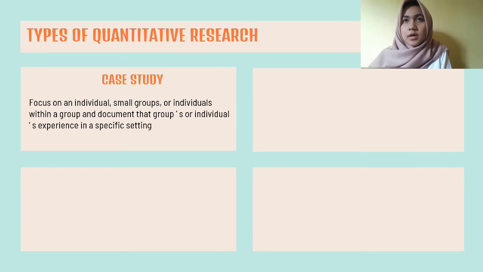And here are the types of qualitative research. The first one is case study. This study typically focuses on an individual, small groups, or individuals within a group, and documents that group's or individual's experience in a specific setting. Some case study researchers collect both quantitative and qualitative data. In case study, detailed information is gathered from multiple sources and often from the individuals being studied.